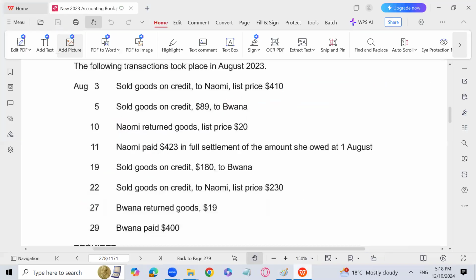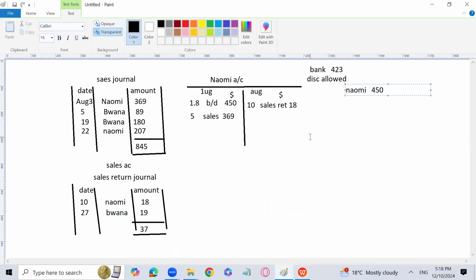is no more my trade receivable because we have received 423 in full settlement. Full settlement means that we are ready to settle the account of 450 after receiving the amount of 423. It means we are getting less, but we are happy. We are happy with her because maybe she is making the payment earlier than whatever the credit period was. So we are receiving 423.